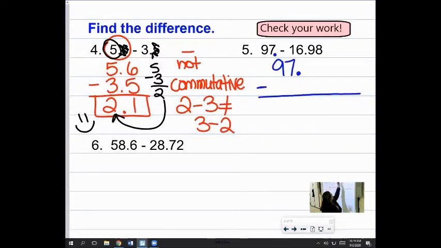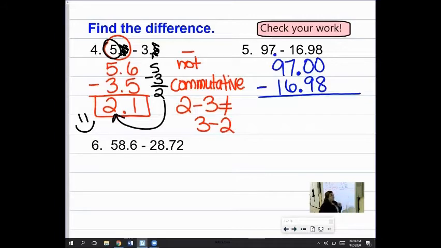I have 16 and 98 hundredths, so 16.98. So again, just like before, I'm allowed to add annex zeros. It doesn't matter where you do it, so we can add it on the top this time. Now, number one mistake I see all the time with kids, right?